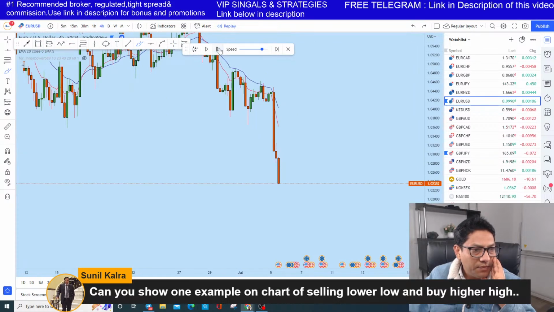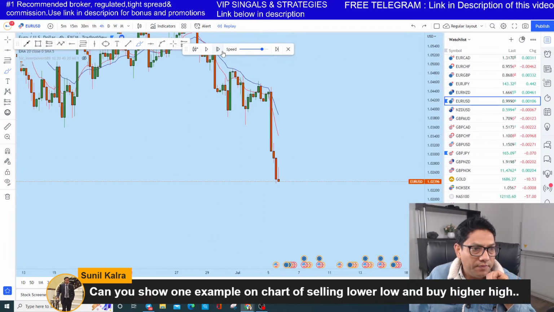Replay. You see that? That is called selling the lower low. Okay, selling the lower low. Look at this, what happened. After that we have seen a very weak response from the buyer.